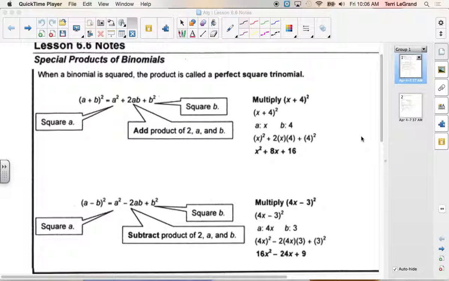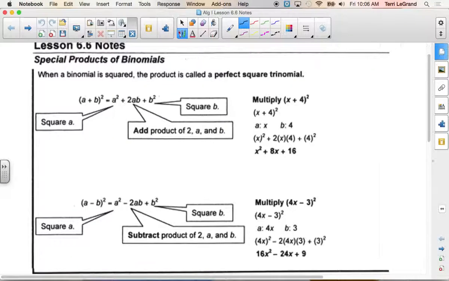In this lesson today, they're talking about special products of binomials. When a binomial is squared, that means what's true about the binomial? It's being multiplied by itself.